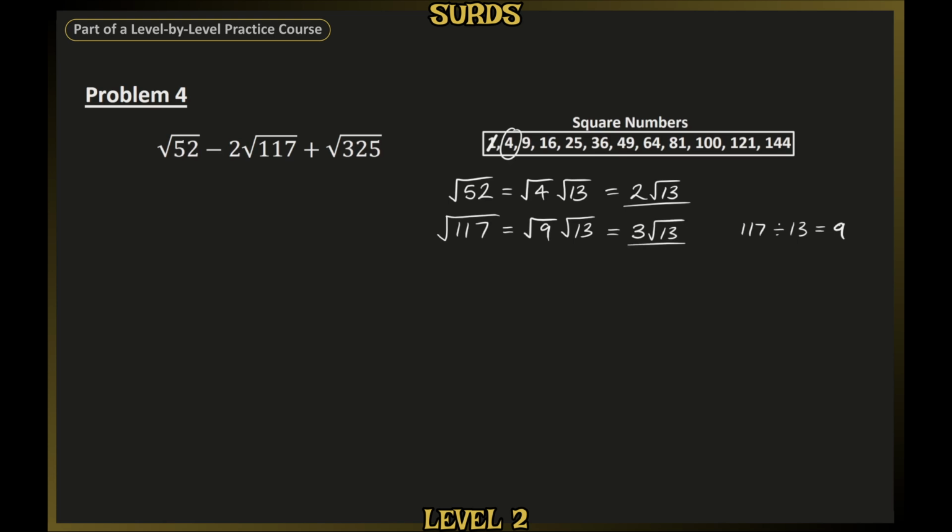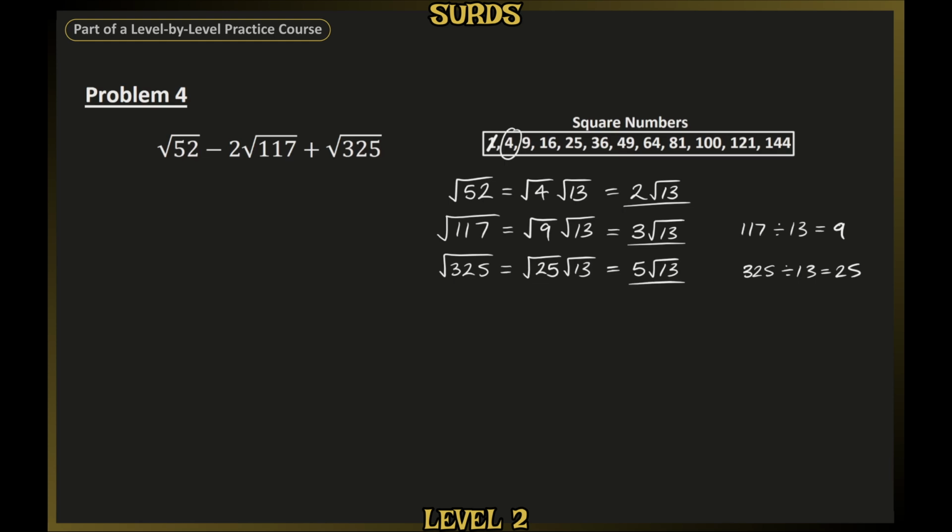We can do something very similar with the square root of 325. So we know that we need a square root of 13 in our answer, and 325 divided by 13 gives us 25. So this tells us that we need a square root of 25 here, because 25 times 13 is 325. Now the square root of 25 is 5, so this can be written as 5 root 13.